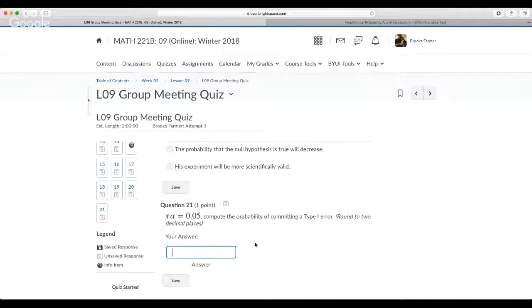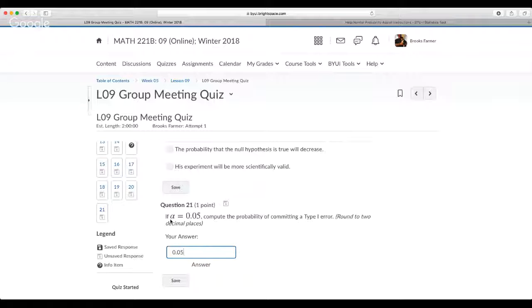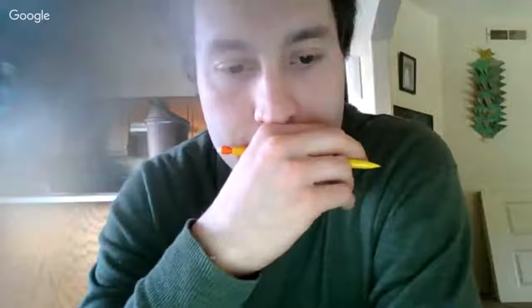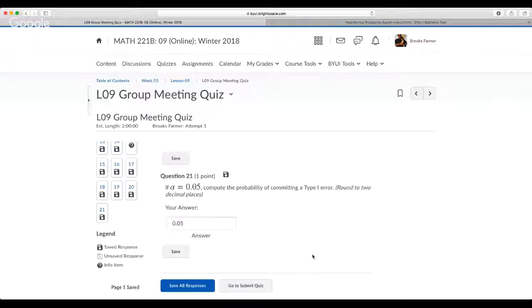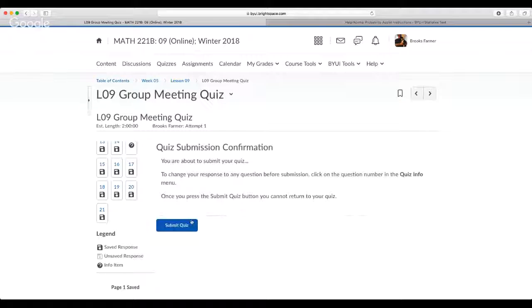So if alpha equals 0.05, compute the probability of committing a type 1 error. And this one is kind of funny because it is 0.05. Alpha is your level of significance. Alpha is your probability of committing a type 1 error. True. I'm going to check it. Go ahead and wait a sec so I can let you know if they're right or not, and it will go over if anything is wrong.